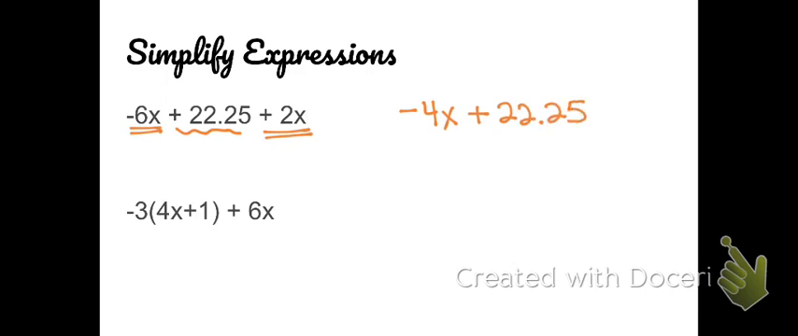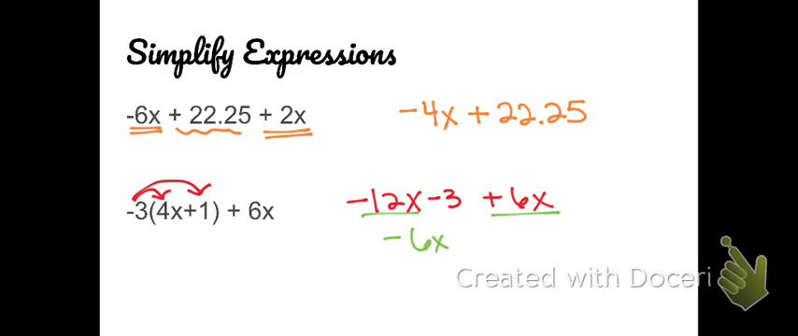If there's ever parentheses, you always first need to distribute. So this would be negative 12x and negative 3 plus 6x. And then you can identify your like terms. So negative 12x plus 6x would be negative 6x minus 3, because nothing can be combined with that minus 3.